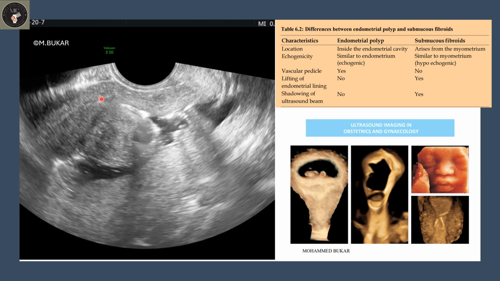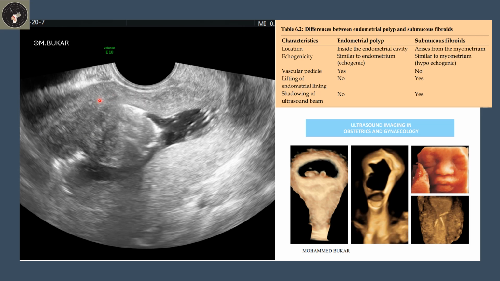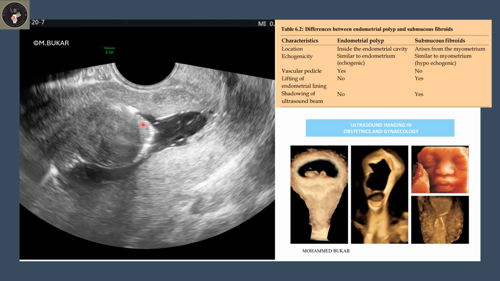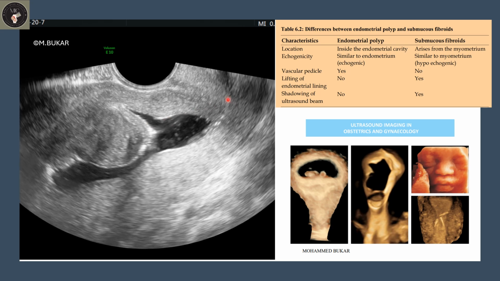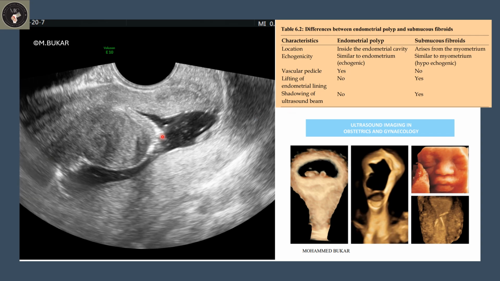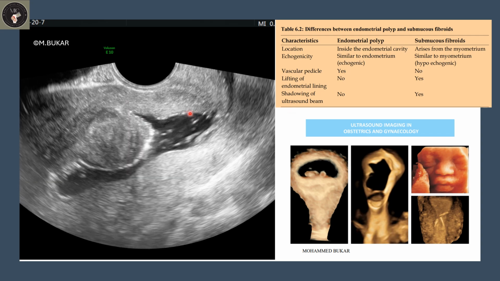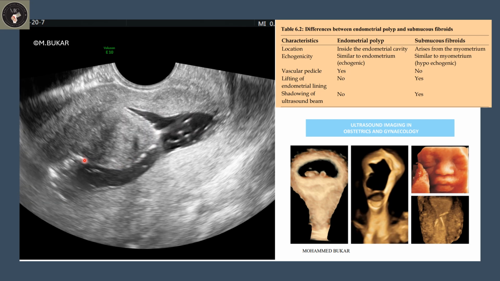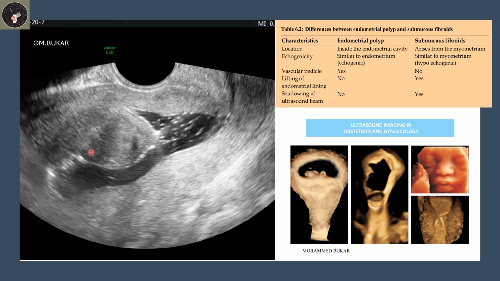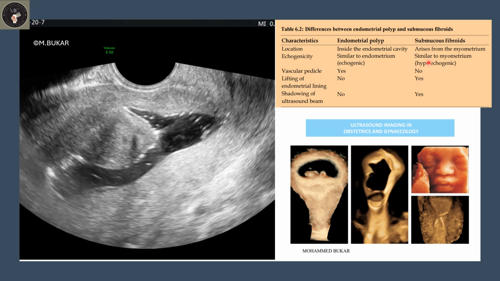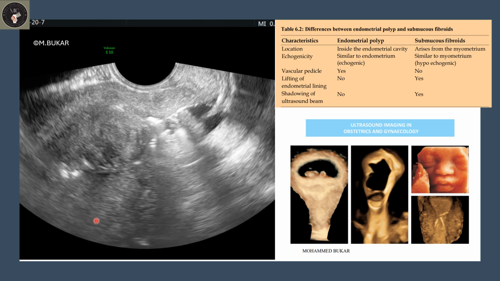Vascular pedicle, we've seen. This was where we saw the vascular pedicle here. So you can see that it is not crossing the endomyometrial junction, but it's from the myometrium. Lifting of endometrial lining: here, there is lifting of the endometrial lining. As you can see, this is the endometrium, this is the endometrial lining. So there is lifting of the endometrial lining. What of shadowing? Yes, you can see shadowing here. So you can see that all these features are features of submucous fibroid and not endometrial polyp.